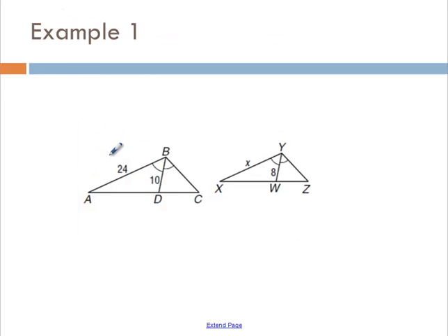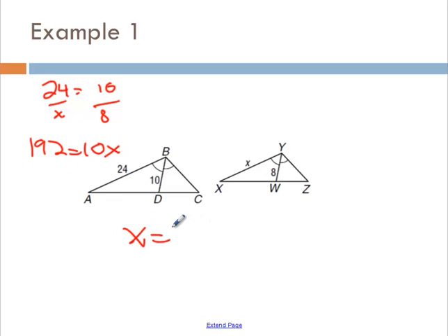My goal is to find x. Okay, I have an angle bisector here, and I know that ABC is similar to XYZ. And these are angle bisectors, so I'm going to take 24 and compare it to x, because those are the two sides of the original triangle, and that's proportional to a fraction using the two angle bisectors. So cross multiply, you get 192 equals 10x, so x equals 19.2.